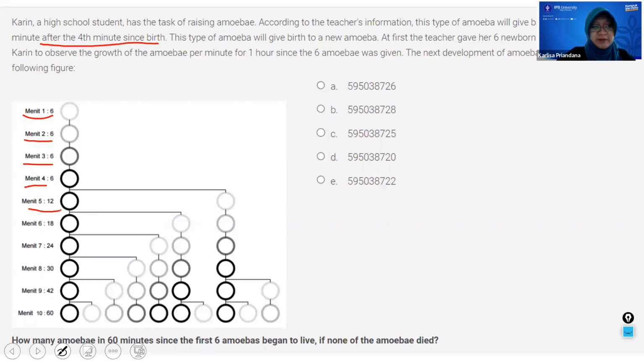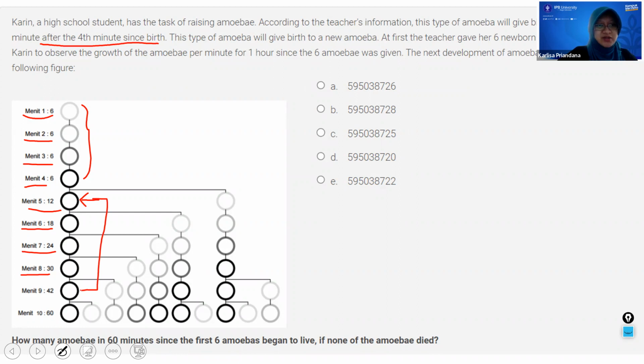And then at minute 6, the 12 will be added by 6 from the 2nd minute amoeba, right? Because these 6 will reproduce per minute after the 4th minute. So you will have an additional of 6, additional of 6, and then additional of 6. Finally, at minute number 9, the firstborn amoeba, which is this one, will also add to minute 9. So the 12 will reproduce here.